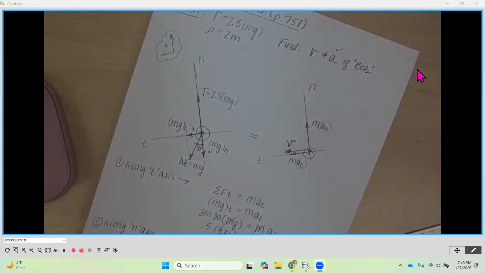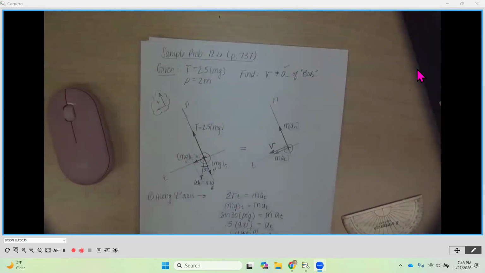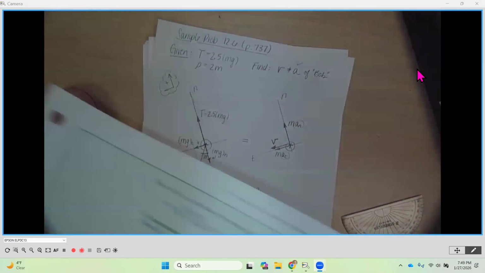All right. So that's problem 12.6. Now, we have done all 3 of the sample problems that I wanted to do in chapter 12, which is the first half of module 2. Let's look at our homework assignment.